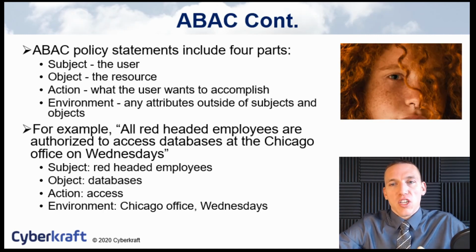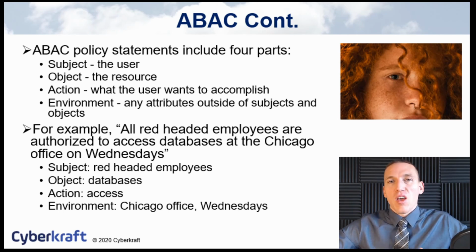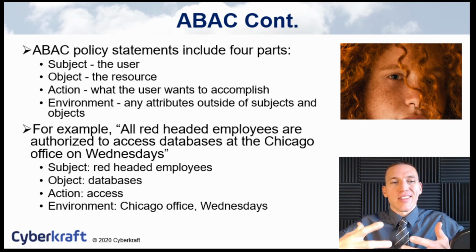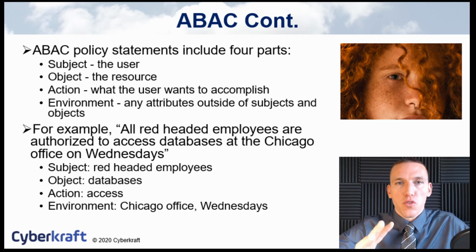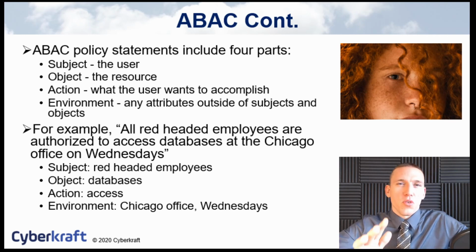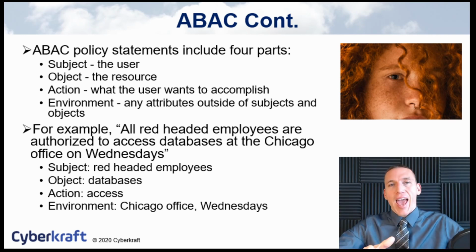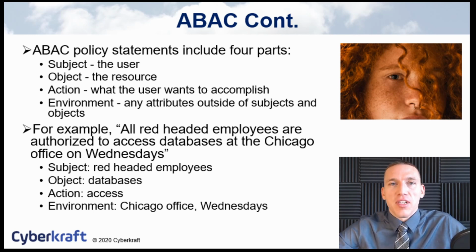Attribute-based policy control, or attribute-based access control, uses almost plain text statements. So it's a policy statement. You'll find that the statement includes 4 parts: the subject, which is the user; the object, which is the resource that the user wants to access; the action, which is what the user wants to accomplish; and the environment, which are any attributes outside of subjects and objects.